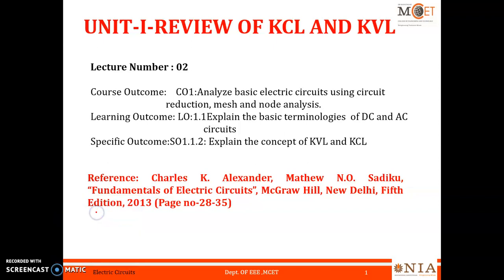Today we are going to see the concept of Kirchhoff's current law, that is KCL, and the concept of Kirchhoff's voltage law, that is KVL, which comes under the course outcome 1: analyze basic electric circuits using circuit reduction, mesh and nodal analysis, under which learning outcome 1.1 is to explain the basic terminologies of DC and AC circuits, under which specific outcome 1.1.2 is to explain the concept of KCL and KVL. So this is the reference book.